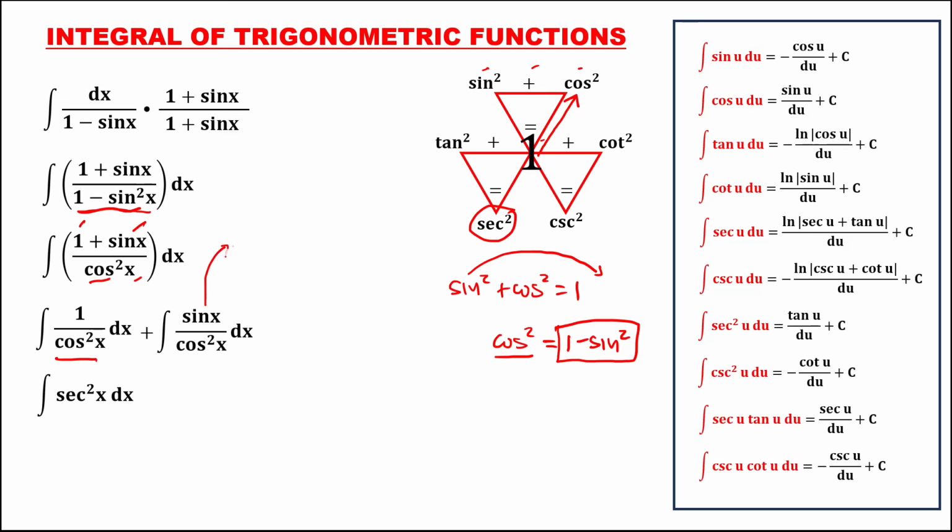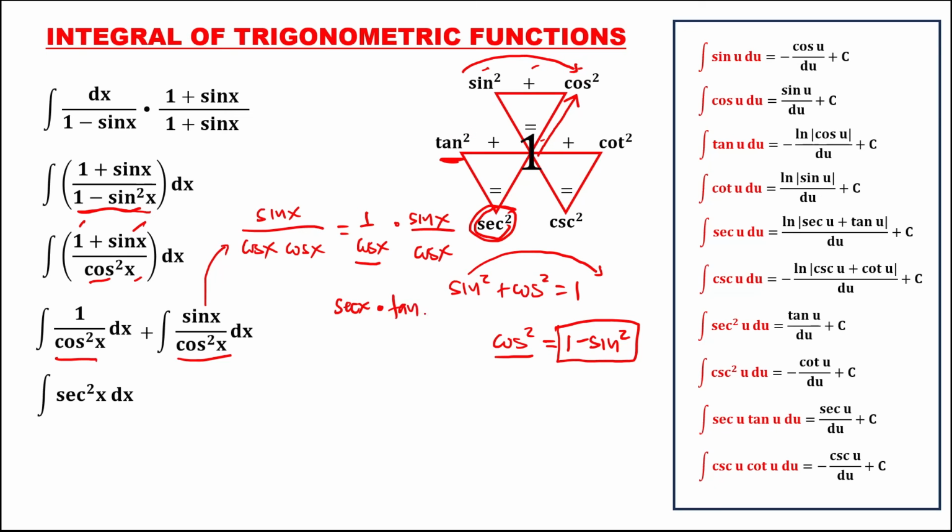Then for this, we can write this one as sine x over cosine squared x, or this is equal to 1 over cosine x, then times sine x over cosine x. Since 1 over cosine x is equal to secant x, then times sine over cosine, which is equal to tangent x. Therefore, this expression is equal to secant x times tangent x.